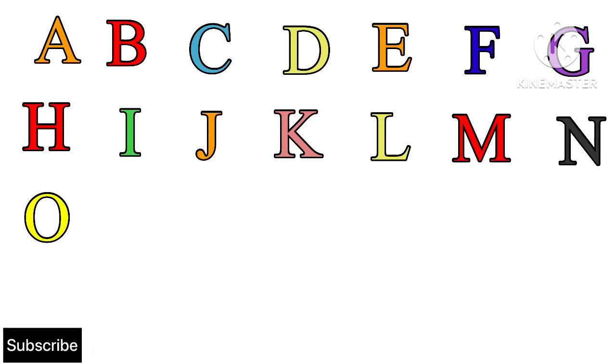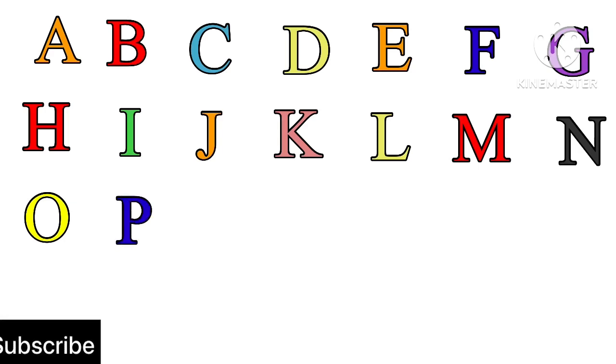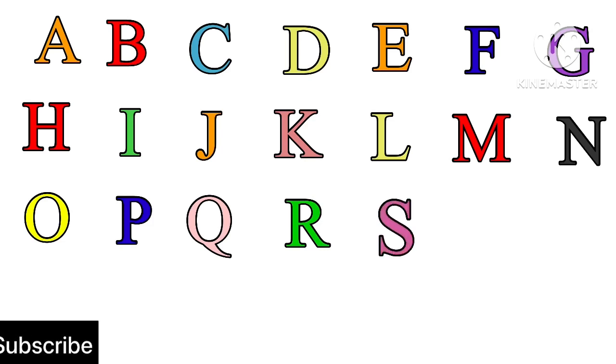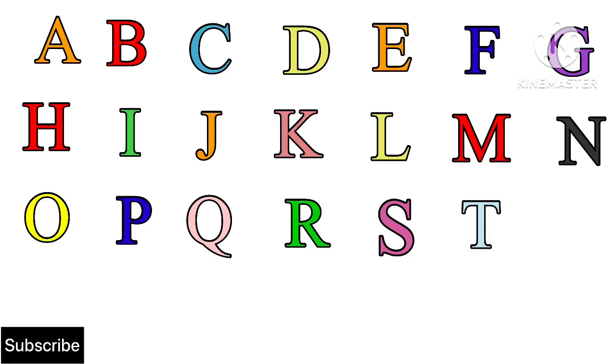C, D, E, F, G, P H, I, J, for K, panda. L, M, N, Q O, P, for R, queen. S, T, U, V, R for rabbit. X, Y, Z, S for sun. P, Q, R, S, T for tiger.